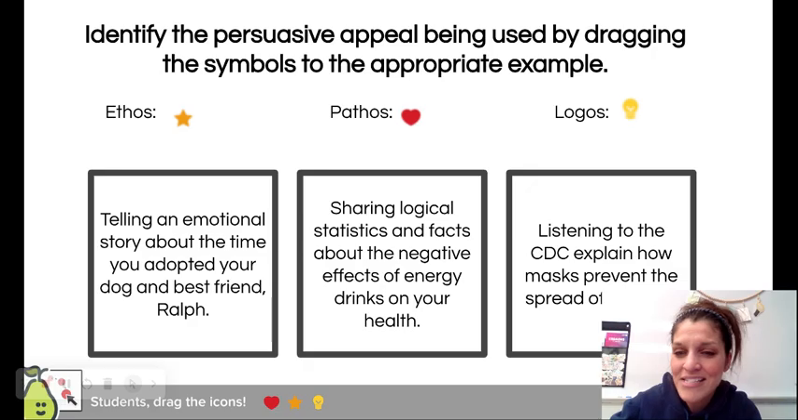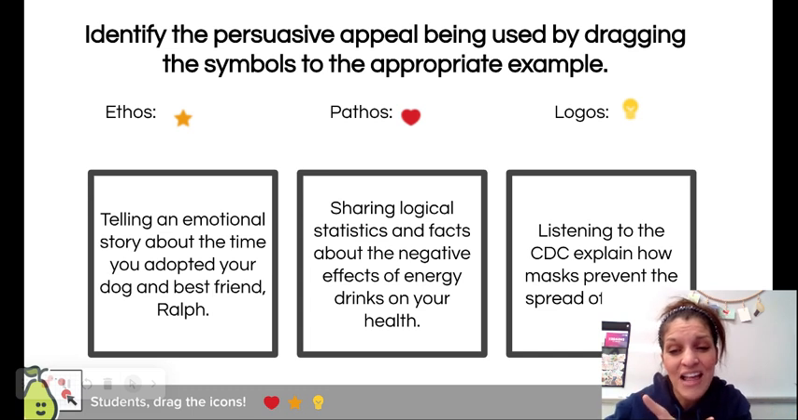Now that you've paused, or you just kept going through, which is okay, ethos is going to be looking at organizations that are credible. So for example, right above us here is listening to the CDC. The CDC has credibility there. Pathos is emotion, so we're going to move that over to telling a story. And then logos is that logical arrangement or application of statistics.